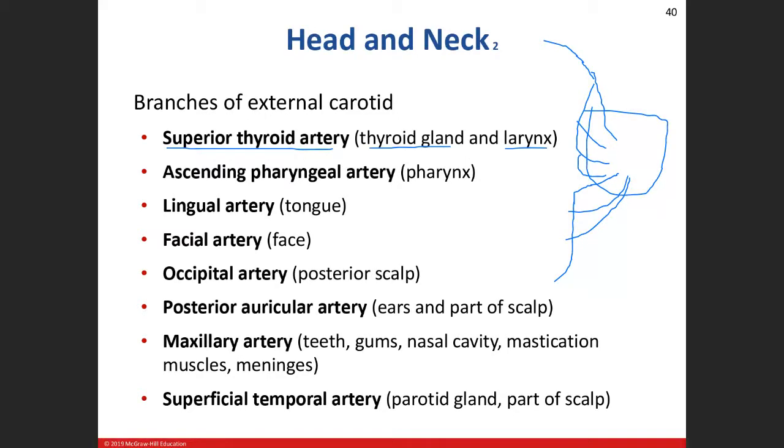Ascending pharyngeal. Again, think of pharyngeal, that's your throat. The pharynx, the oral pharynx and the nasal pharynx, nose and throat.